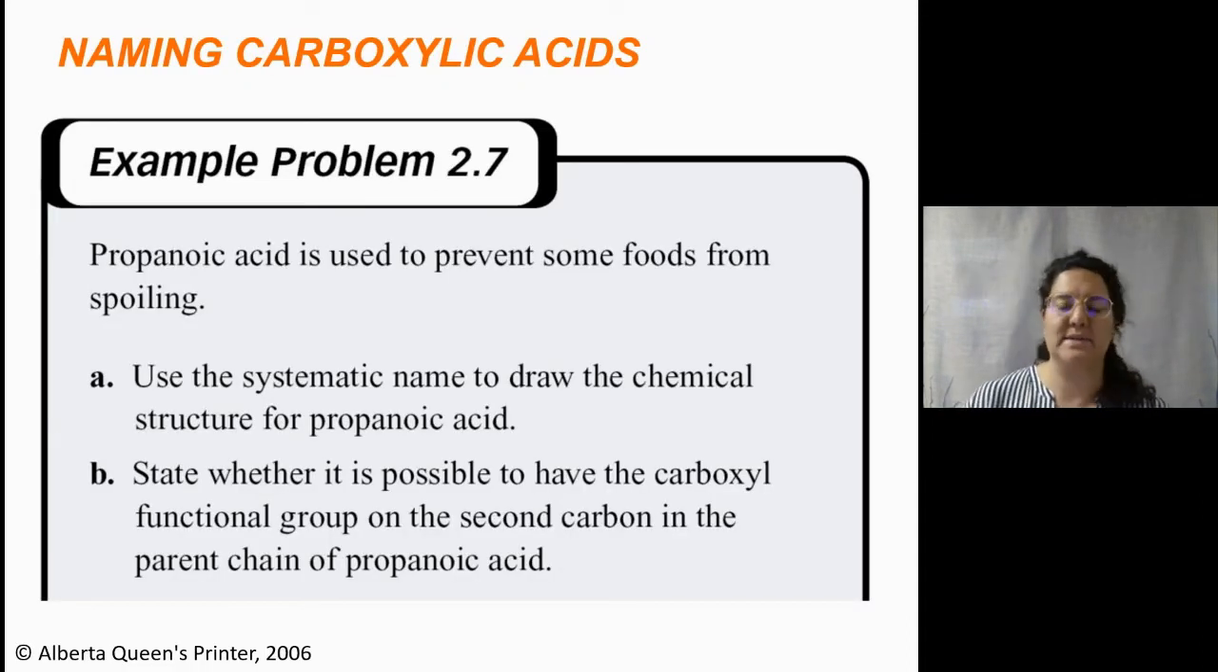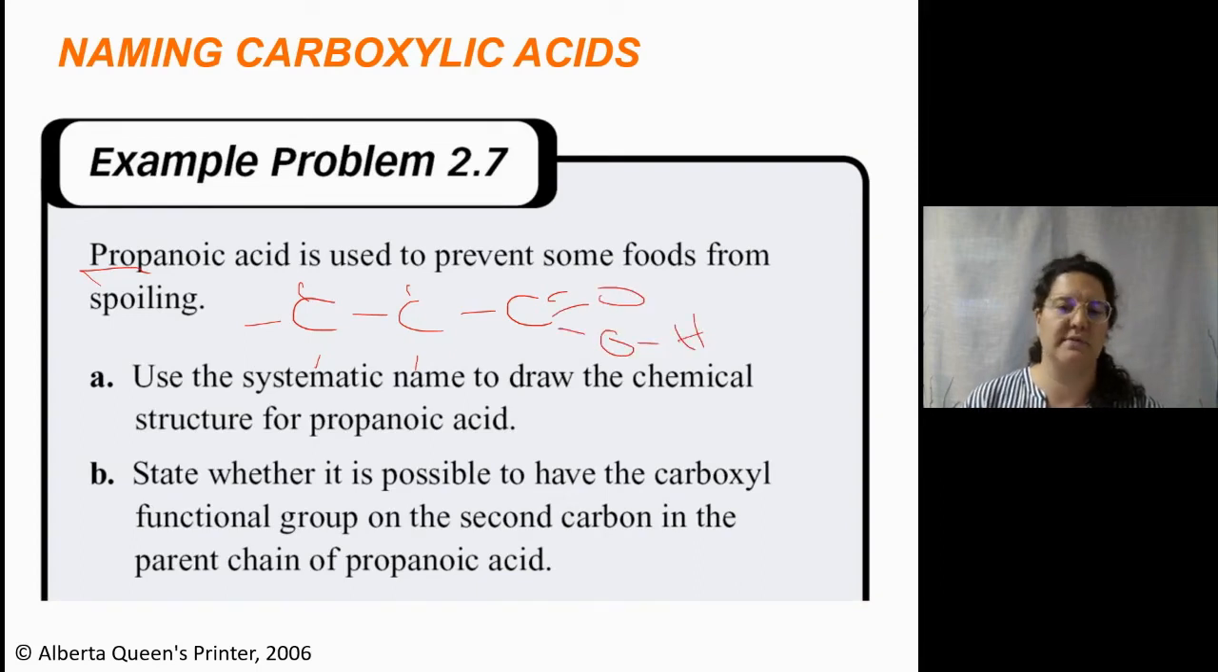So propanoic acid is used to prevent some foods from spoiling. Use the systematic name to draw the chemical structure for propanoic acid. So we're going to look at our prefix prop, and we're going to have 3 carbons. These carbons are going to have hydrogens attached onto them. And our last carbon is going to have our double bonded oxygen and then a hydroxide group as well. And this is our functional group for our carboxylic acid.